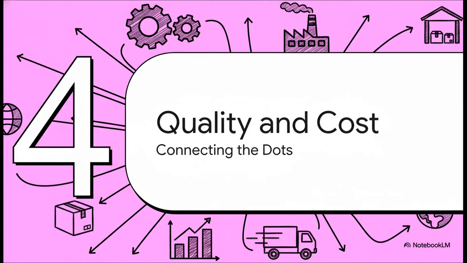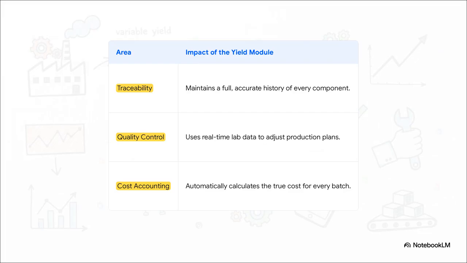And believe me, the impact here goes way beyond just better planning. This one little change actually connects a company's entire operation. Okay, let's break this down. That one field really does tie everything together. First, traceability. It becomes flawless. Why? Because now you have a perfect, accurate record of every single component used for that specific batch.